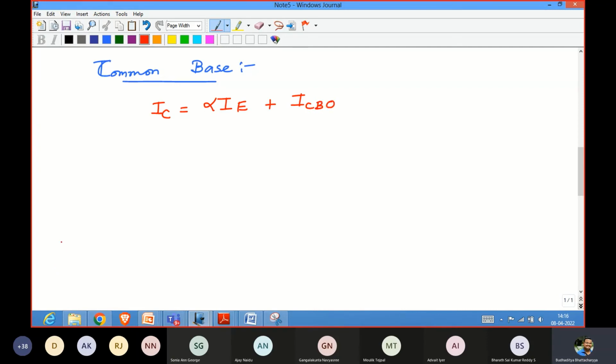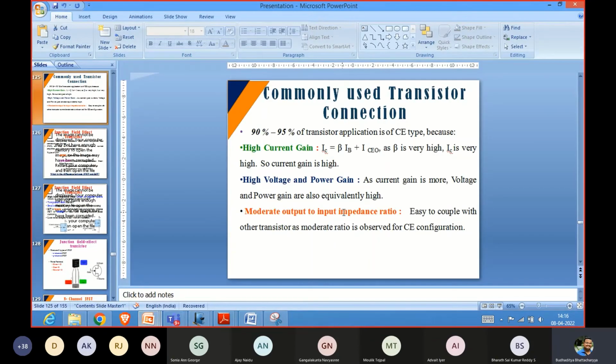And this comes straight from the idea that for a common base configuration, the base is grounded. If you go back to the diagram once again, let me just go back to the diagram.